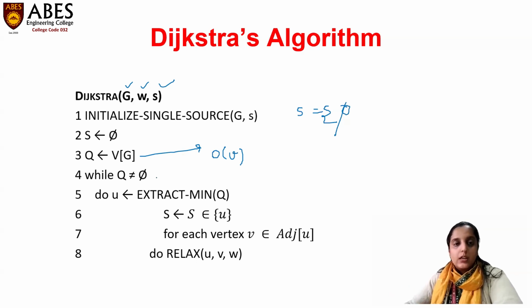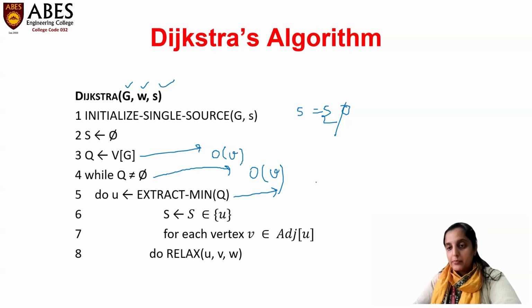Next, this while loop will be executed until our min heap gets empty. So this while loop will be executed for each and every vertex, which will take O of V time. After that, we perform the extract min operation, and we all know that extract min takes log n time, as we did in binomial heap. Here we are performing it on the vertices, so it will take log V time, but it is nested inside this while loop, so it will take V log V time.